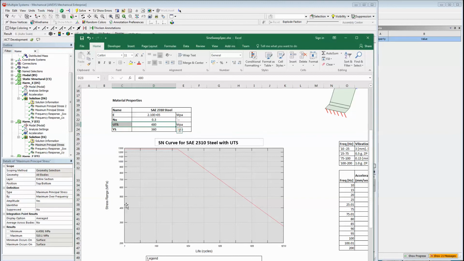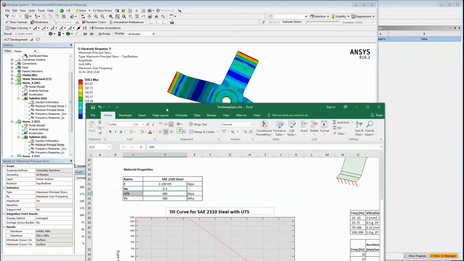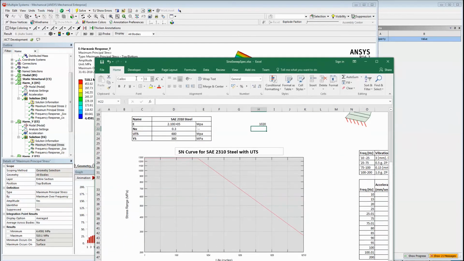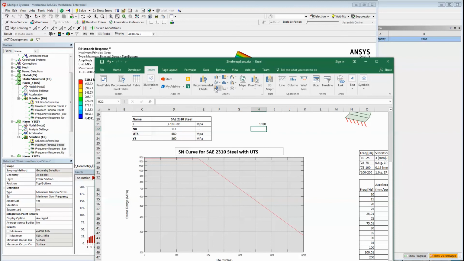This one. This is 510. This is the stress range. Stress range is the peak to peak. But what we are seeing here is nothing but 0 to peak. So 510 multiplied by 2, it's around 120.